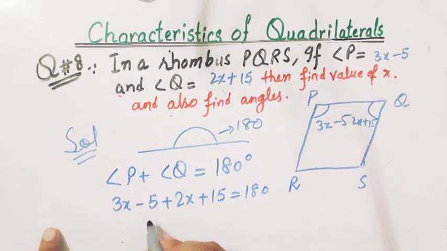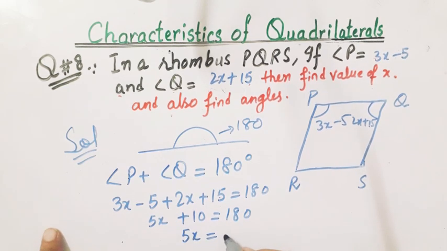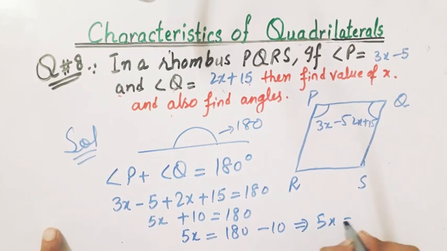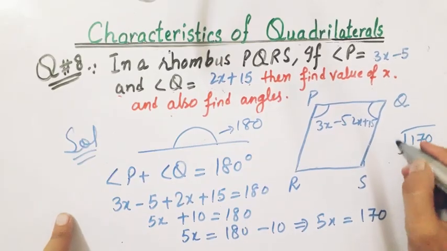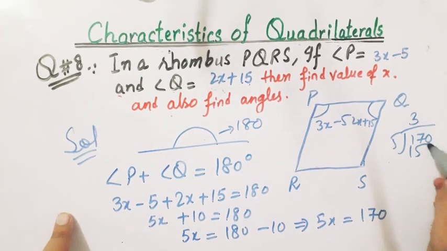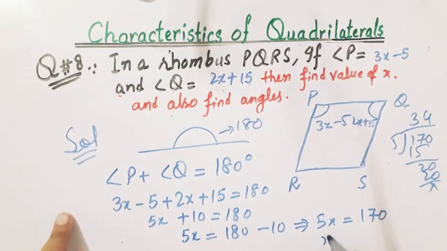Now 3x plus 2x will be 5x, 15 minus 5 is 10, equals 180. After this, 5x equals 180 minus 10, because plus 10 is here, so it will be minus 10. So 5x equals 180 minus 10, which is 170. So 170 is divided by 5. 5 3s are 15, then 20, 5 4s are 20. So we get x equals 34.